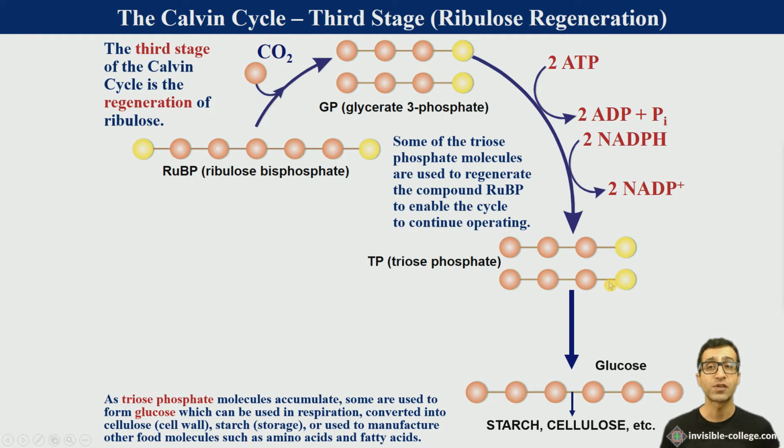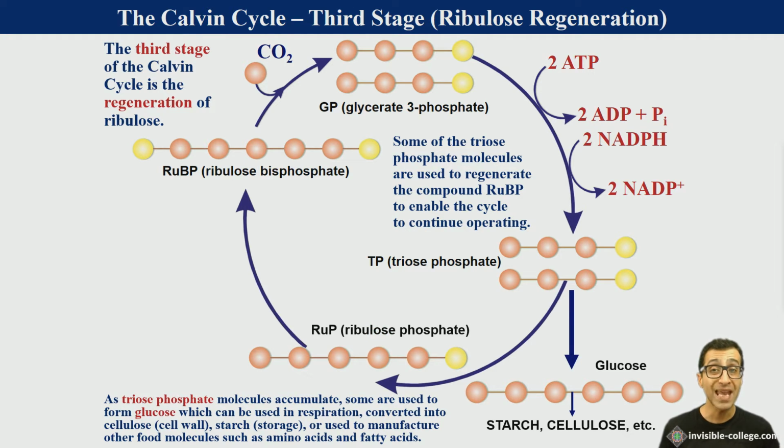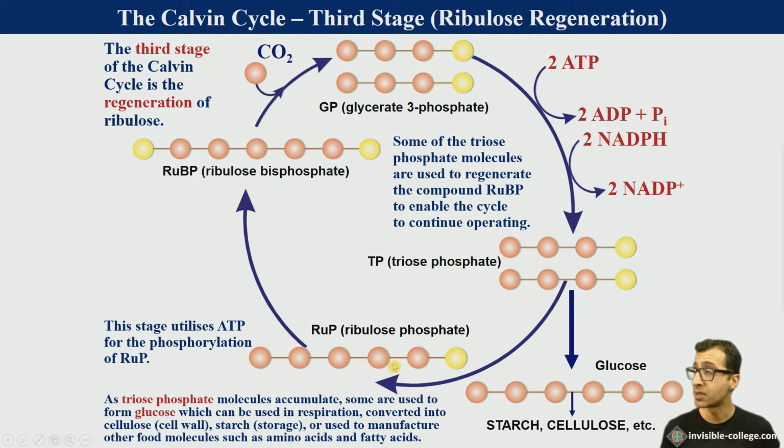But some of the triose phosphate molecules are used to recreate or regenerate the compound RuBP to enable the cycle to continue to operate. So this stage again utilizes ATP for the phosphorylation of RuBP, because here we've reformed this 5-carbon ribulose phosphate molecule, but we need to reform ribulose bisphosphate. So we need to add a phosphate group, and we get this phosphate group from the hydrolysis of ATP, and we also require energy to power this process to form this molecule from this molecule, and again that energy comes from the hydrolysis of an ATP molecule.